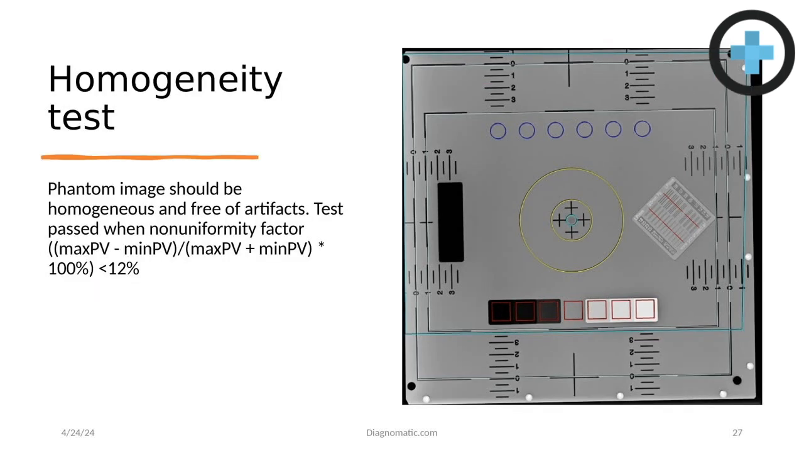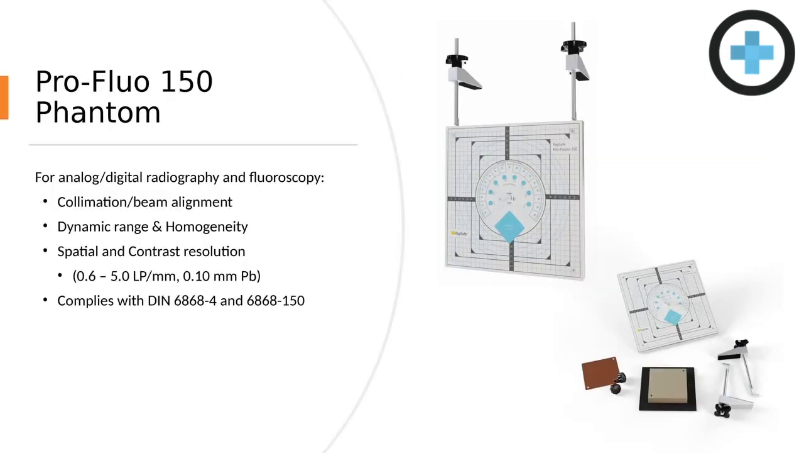And then ultimately our homogeneity test. We want all our images to be free of artifacts. And here's a little formula that's used to help test the non-uniformity factor. And we want that number to be greater than 12%. Some of these standards may change depending on, again, standards or regulations. So this is kind of the baseline that we have built in, but it just gives you an example of what those can look like.